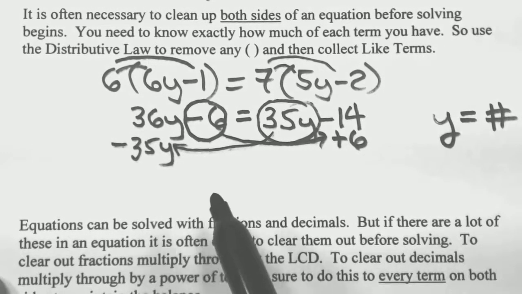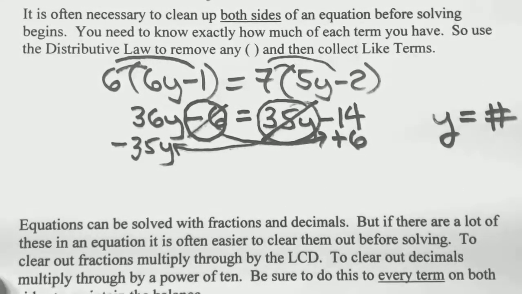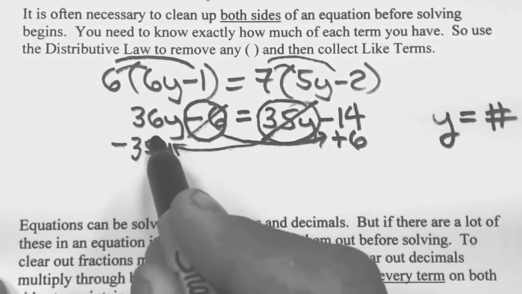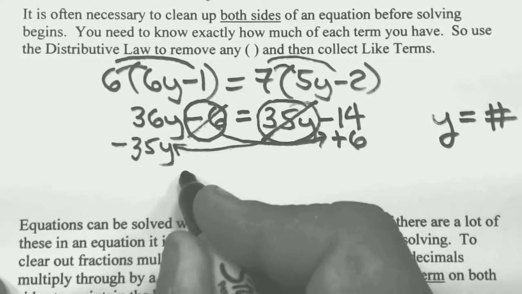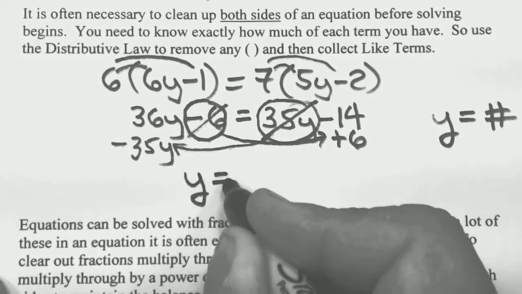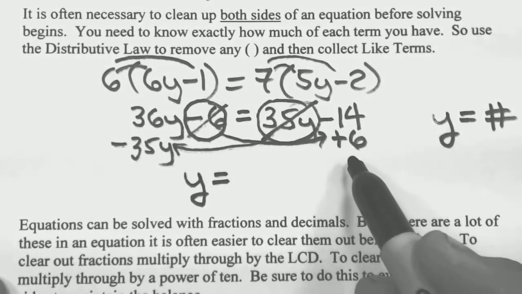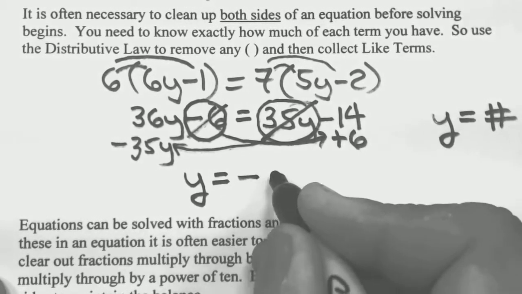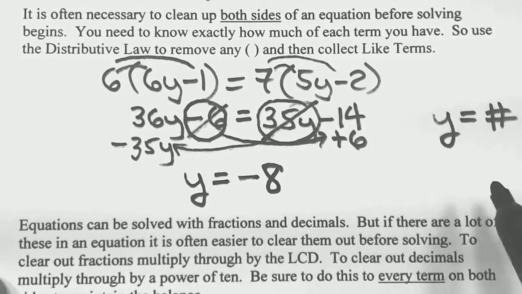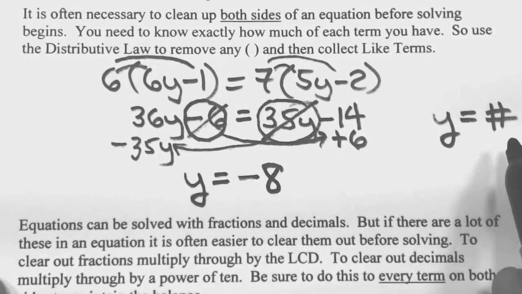Now, let's see what we have left on each side. These guys that I've moved are no longer there. On the left side, I've got 36y minus 35y. Well, that's just one y. We're going to get the answer directly in this problem. And over on the right side, -14 plus 6, negative wins by 8. So y equals -8. There we've got the final answer in the exact form that we want to have it.